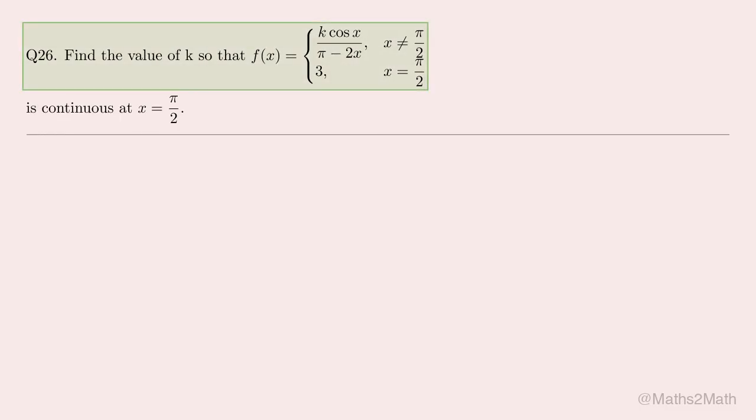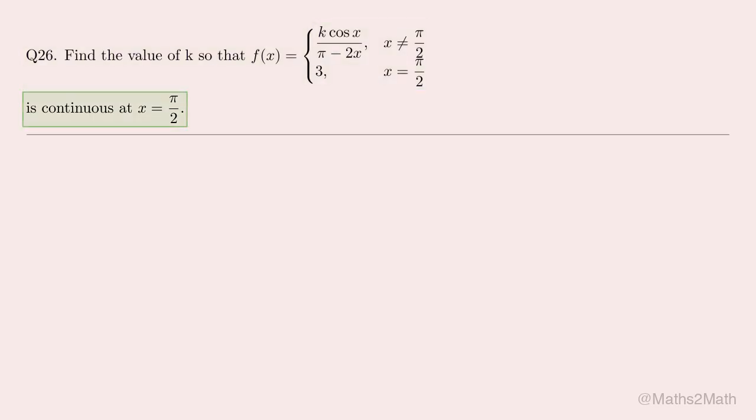Question 26. A quotient of k cosine x by pi minus 2x, with a hole at pi over 2 filled by the value 3, k must make the pieces meet. Substituting x as pi over 2 plus h converts the limit into the standard sine over angle limit.